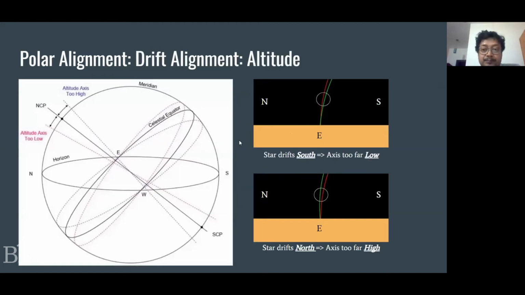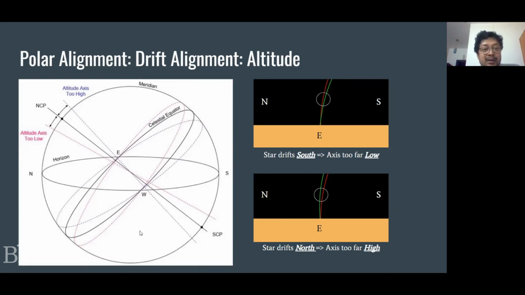So let me explain visually. There is a lot of maths involved in this, and why it is this way and that way. Frankly, I have forgotten my maths, so please don't ask me. Why do we do drift alignment on the celestial equator? Just take it from me: because the drift is fastest there. Don't ask me why. I can't explain those maths. I've forgotten.